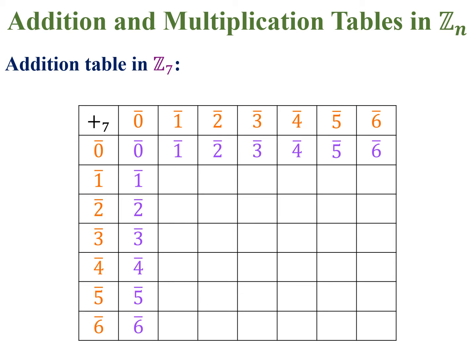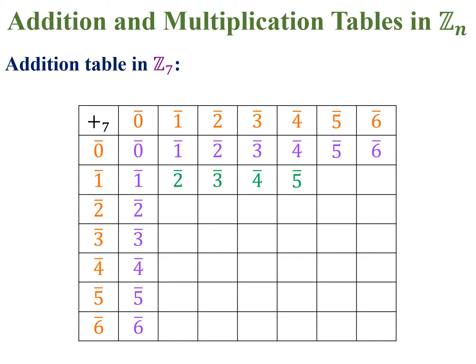Now we are going to find the value in this cell. This is obtained by adding class of 1 and class of 1. Class of 1 plus class of 1 is class of 2. Class of 1 plus class of 2 is class of 3. Class of 1 plus class of 3 is class of 4. 1 plus 4 is 5. 1 plus 5 is 6. 1 plus 6 is 7, which is not present in Z7.